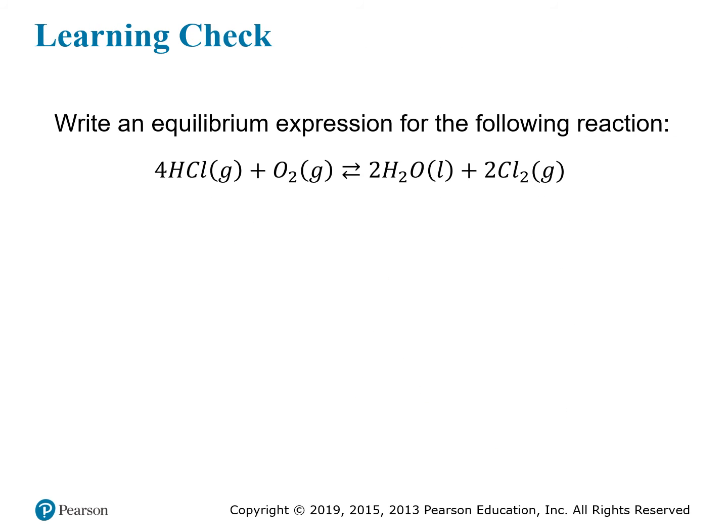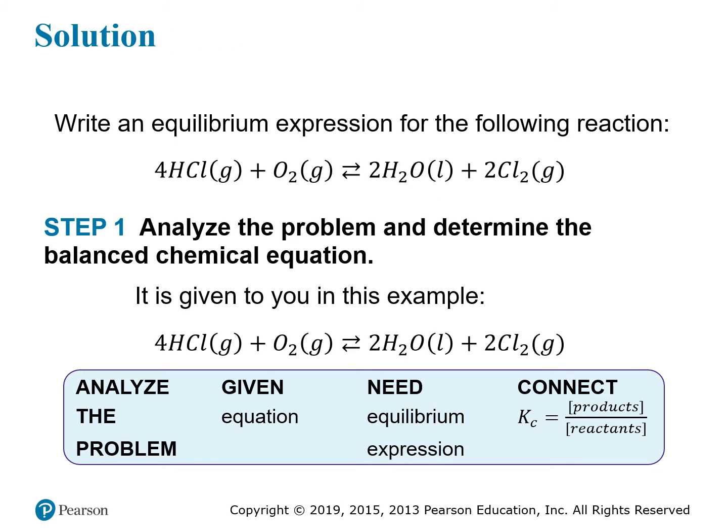So let's do an example of that. Here we have 4 moles of HCl plus 1 mole of oxygen yields 2 moles of water and 2 moles of chlorine gas. So again, to do the equilibrium expression, we need the equation. Luckily, it's just been given to us this time, so we don't need to do much about it. We can double check and make sure that it's balanced, but this one is, so we can move on.